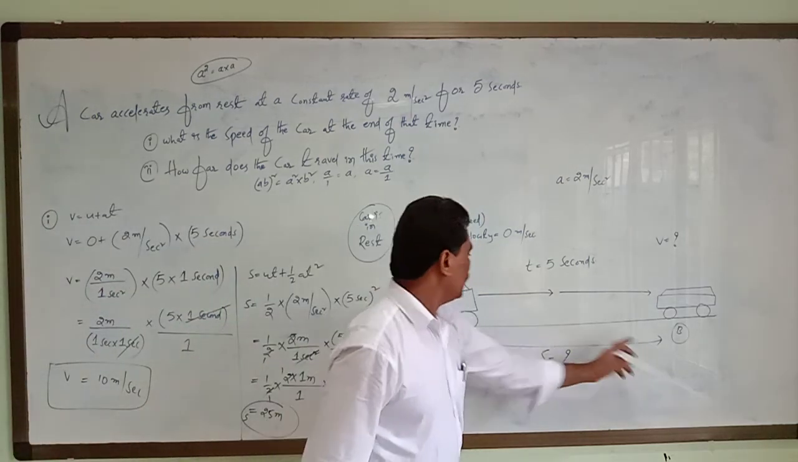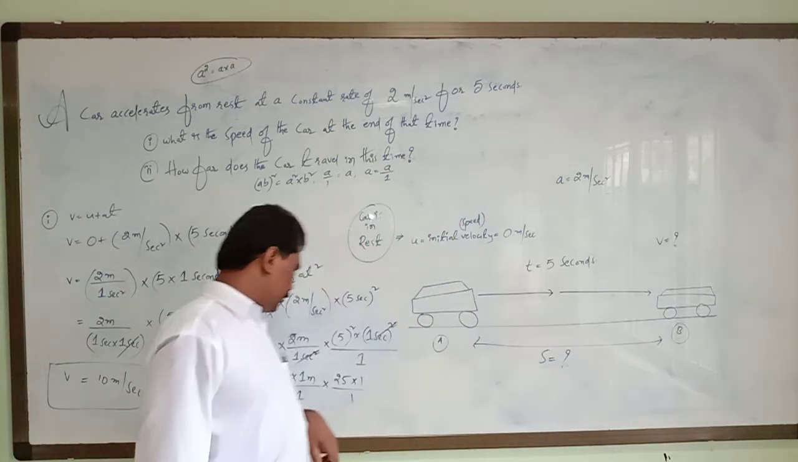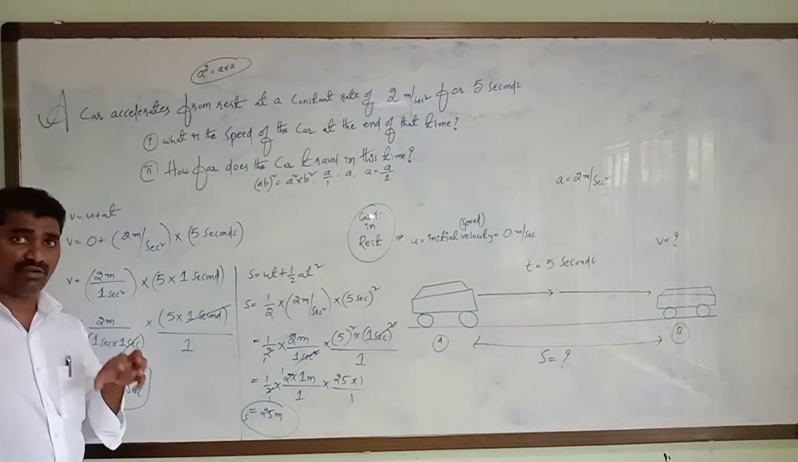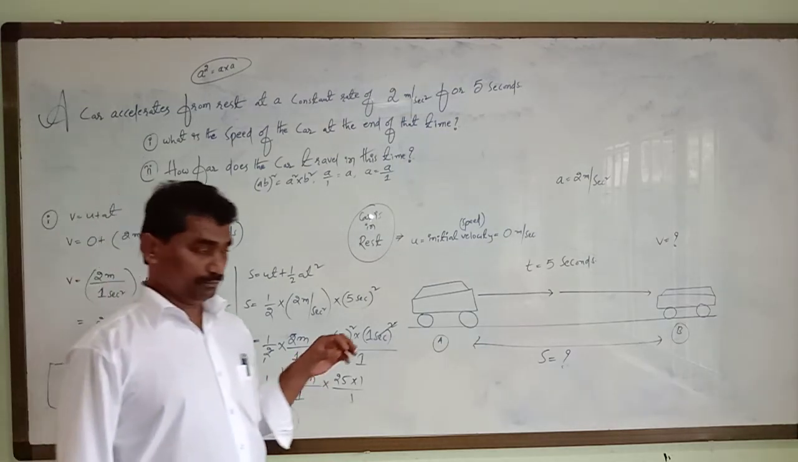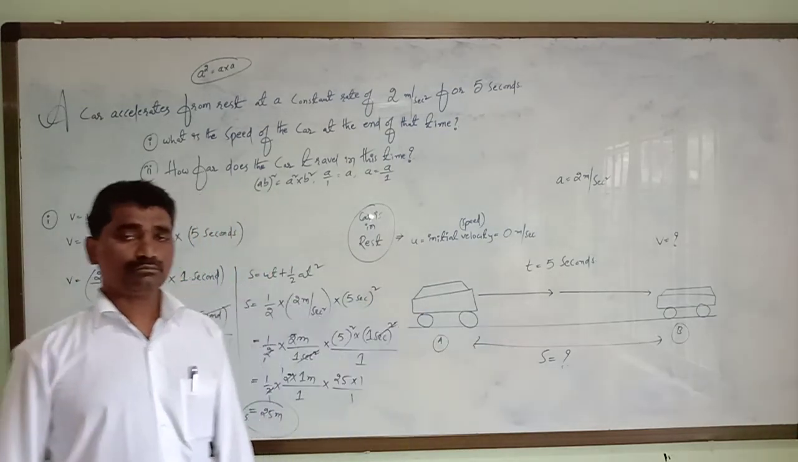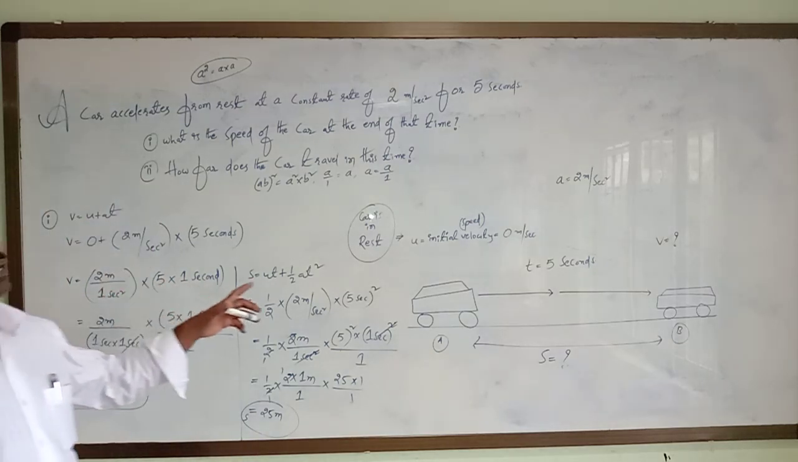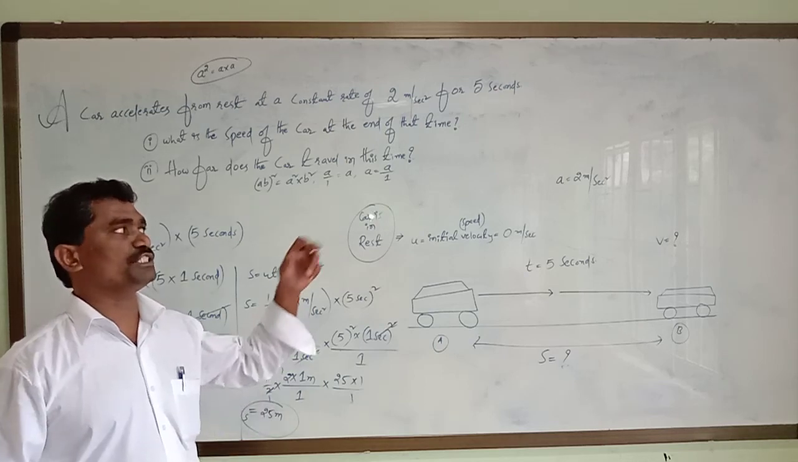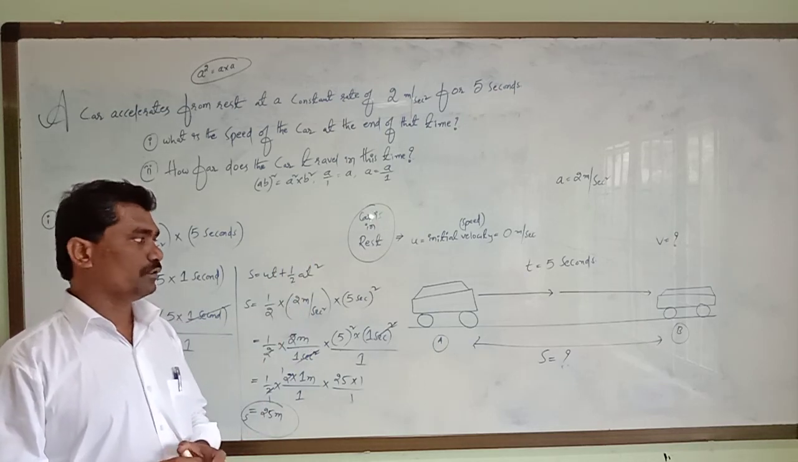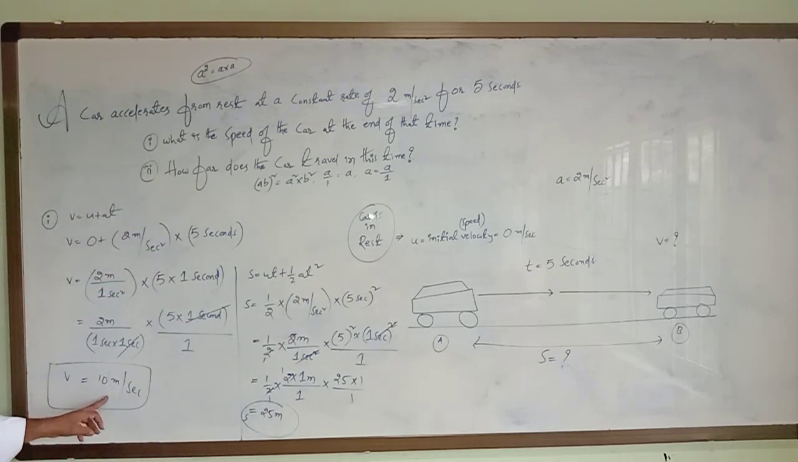Total distance covered by the car is 25 meters. 25 meters distance covered by the car within 5 seconds time, with initial velocity 0 meter per second, with acceleration 2 meter per second square, and with final velocity 10 meter per second.